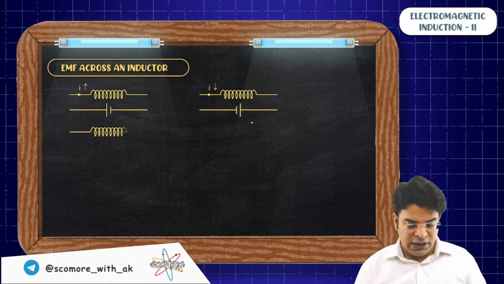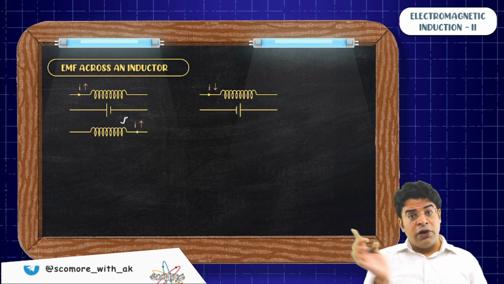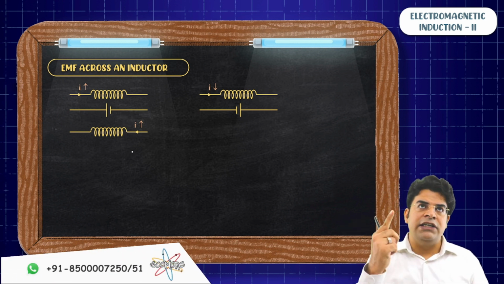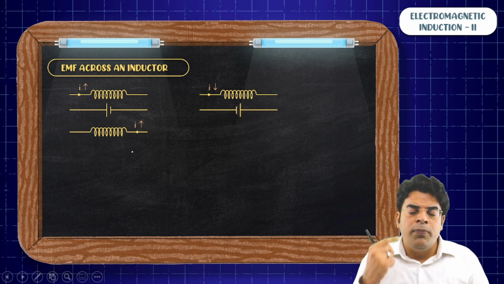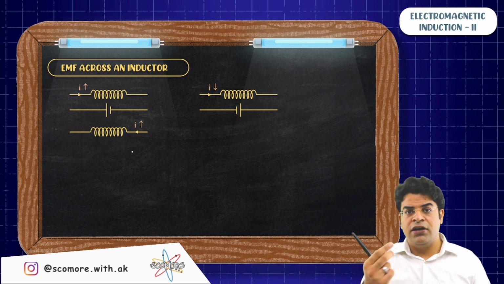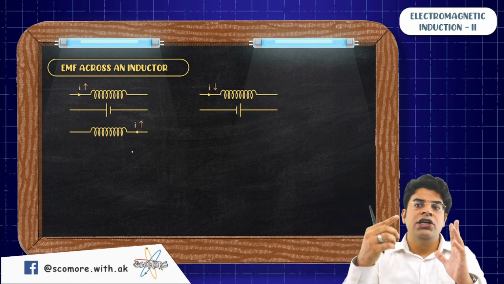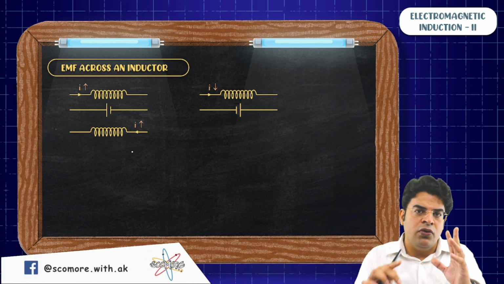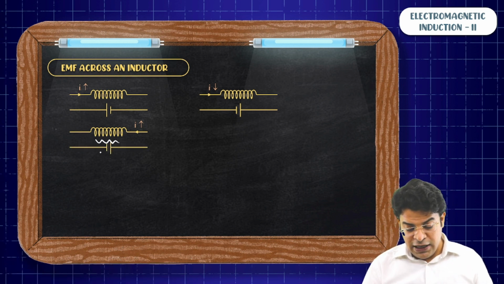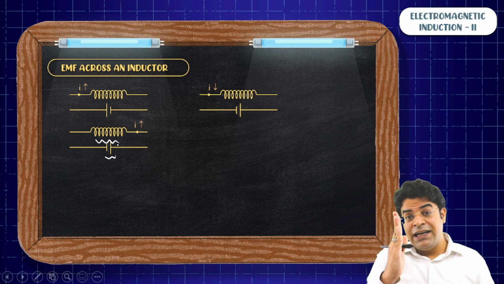Let's see the next example. Let's say the current is from right to left and increasing. It will try to oppose the change in current, so it will produce an EMF to oppose the change in current. So as to keep it under control, so as to oppose the change, this inductor will produce an EMF keeping the right hand side at higher polarity.